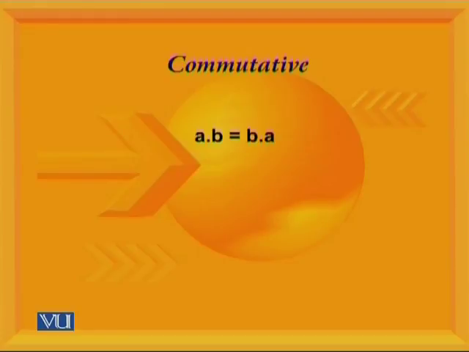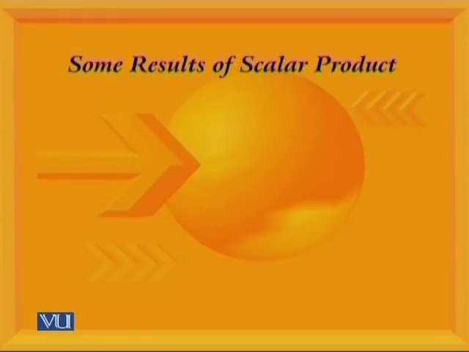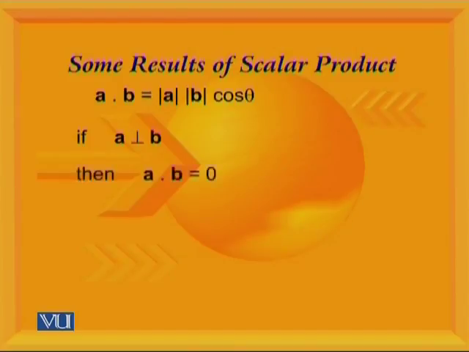This has some beautiful results we can see here. If a is perpendicular to b, then a dot b is equal to 0, because at that time our angle theta is pi by 2, 90 degrees, and cosine then will be 0. So we have a beautiful result: if we want to test whether two vectors are perpendicular to each other or not, we see whether their dot product, scalar product, is 0 or not.